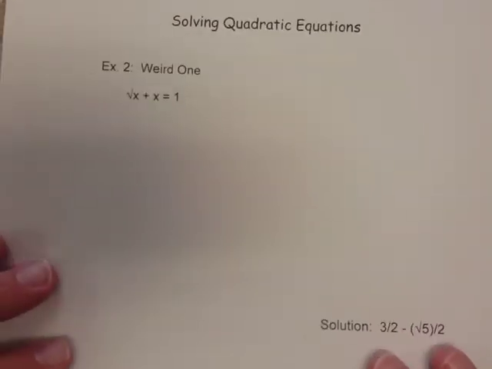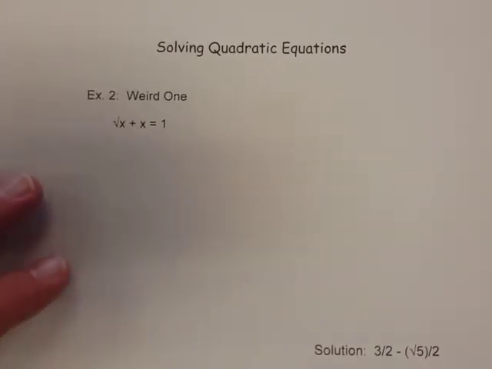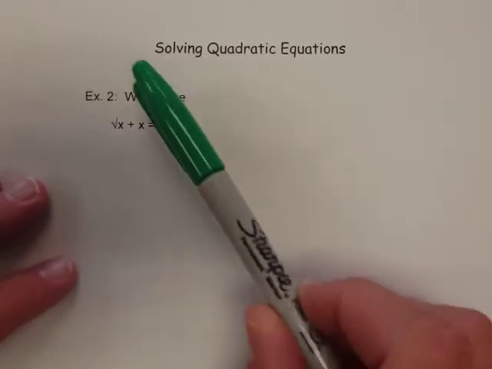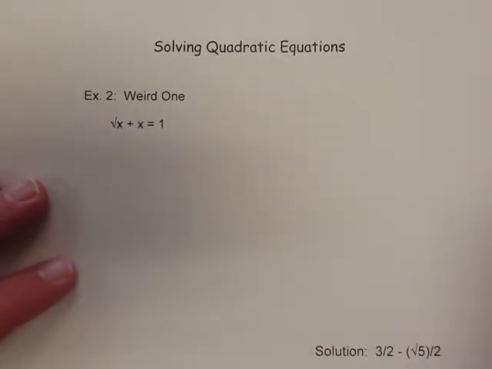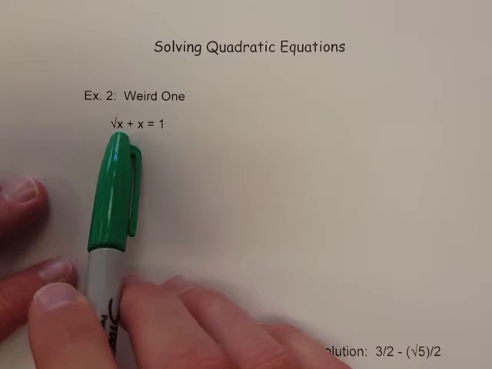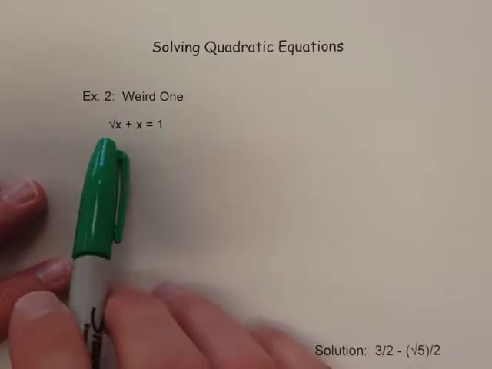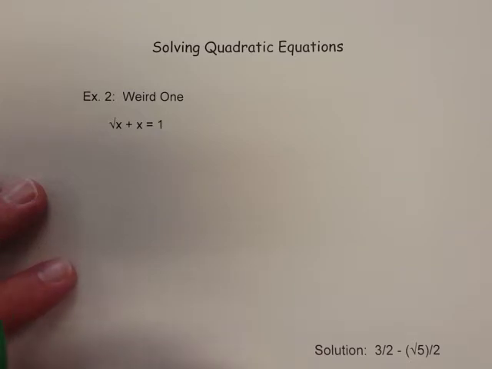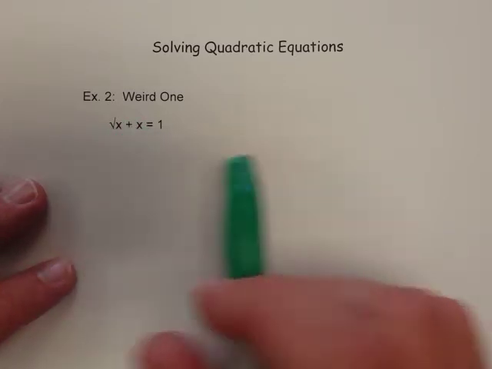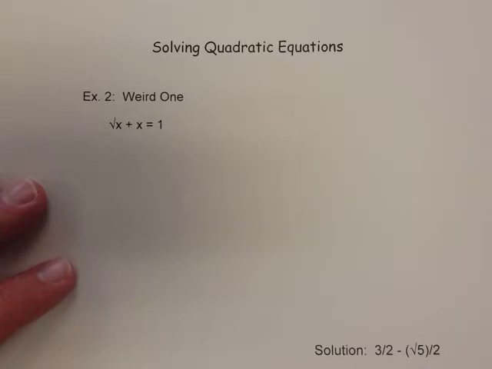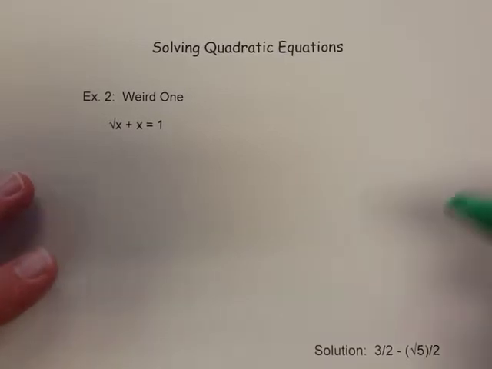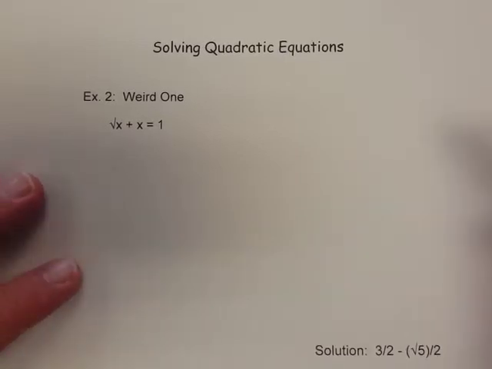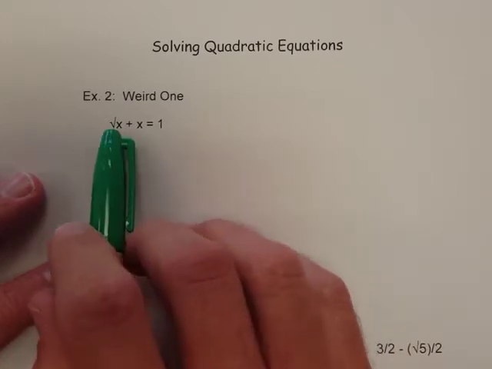You'll see a couple examples like this in your homework that are supposedly solving quadratic equations, but it doesn't look like that at first. You'll notice that we have a square root in there. That's not a quadratic. Quadratics don't involve square roots. And so what we're going to do is try to change this thing to make it look a little bit more like we're used to seeing with a quadratic. So we want to get rid of this square root.